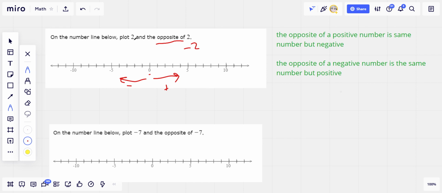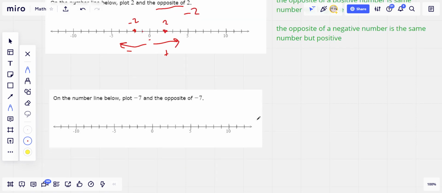In this case, we want 2 and negative 2. So let's plot 2 first, starting from 0, 1, 2, easy right there. And then we want negative 2 because that's the opposite of a positive 2. So we start from 0 and count the other direction, negative 1, negative 2. So that's negative 2 and that's 2. All right, let's try one more.